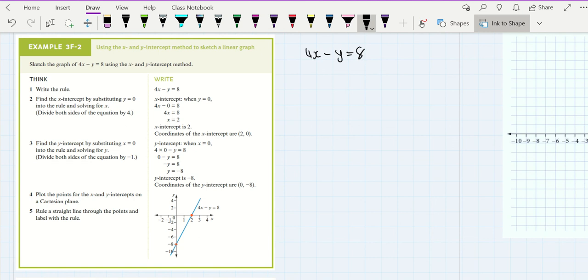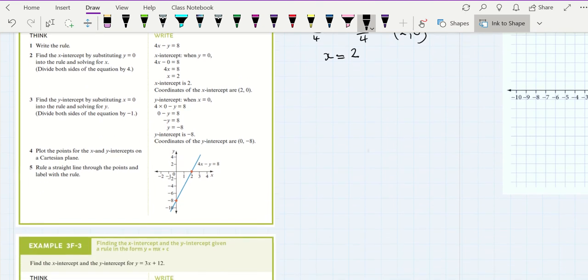So let's find the x-intercept when y equals 0. 4x take 0 equals 8. So 4x equals 8. So 4x over 4, 8 over 4, so x equals 8 over 4, which equals 2. Now we know that x equals 2 when y equals 0. So that's our x-intercept. We know when it crosses that line, it's going to equal 2.